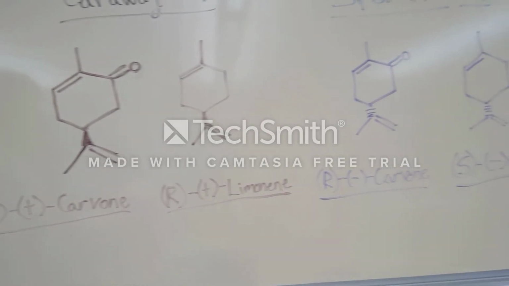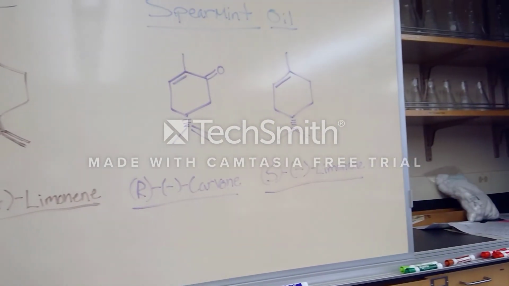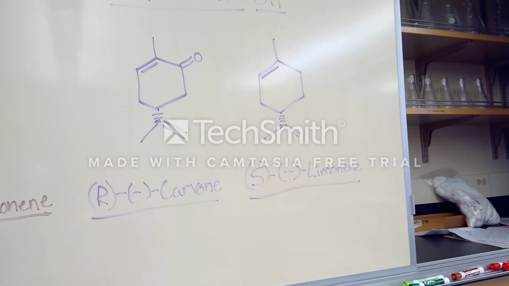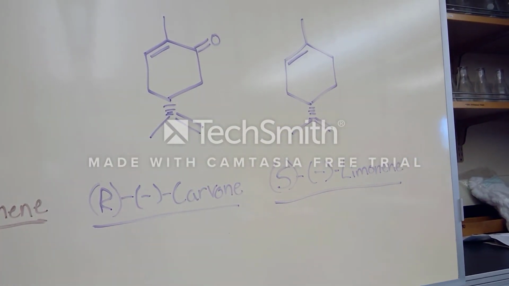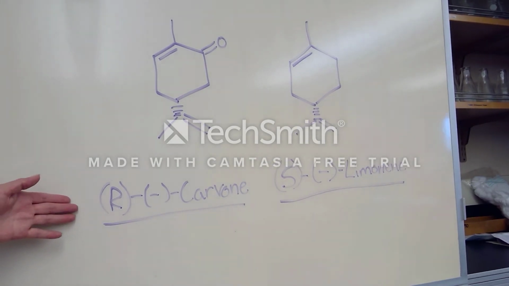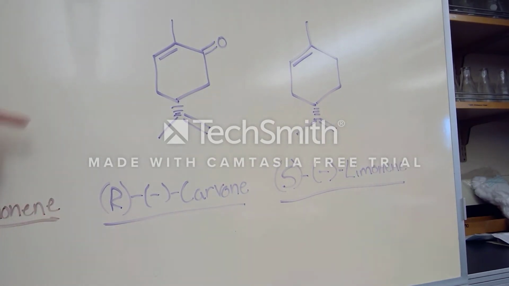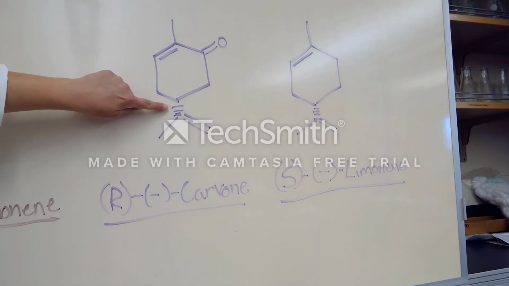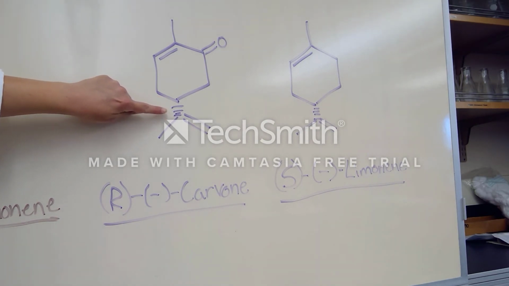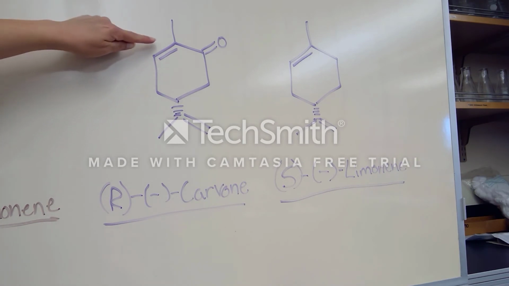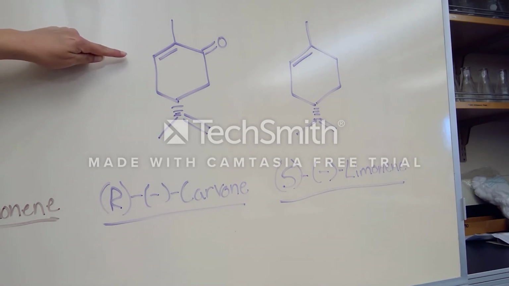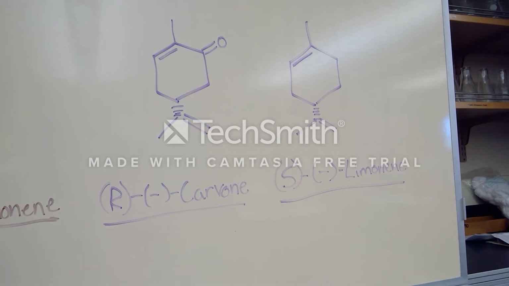For spearmint oil, we will see that we have similar structures. However, we have a different direction at the chiral center. Spearmint oil contains R minus carvone. At the chiral carbon here, we notice that the group is going backwards. You still have the ketone functionality with the conjugated alkene next to it. And again, the negative symbol would indicate the direction of optical rotation.